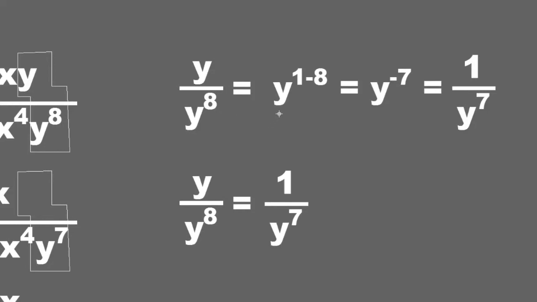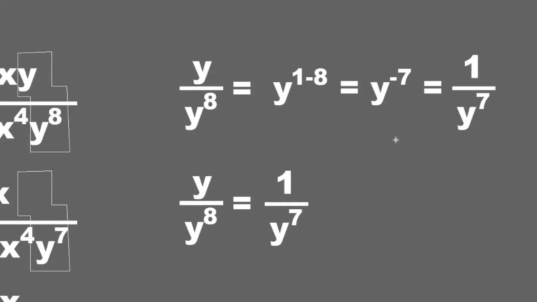That equals the same base number y, and the new exponent is going to be the exponent of the numerator minus the exponent of the denominator. So in this case, it's going to be y to the power of 1 minus 8, and 1 minus 8 is y with an exponent negative 7.